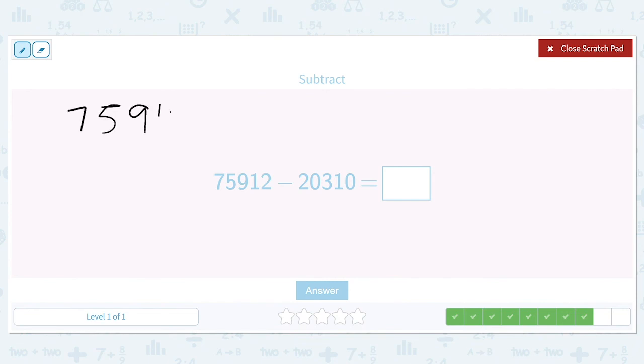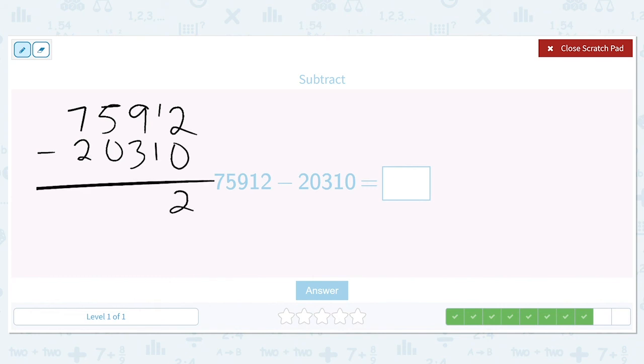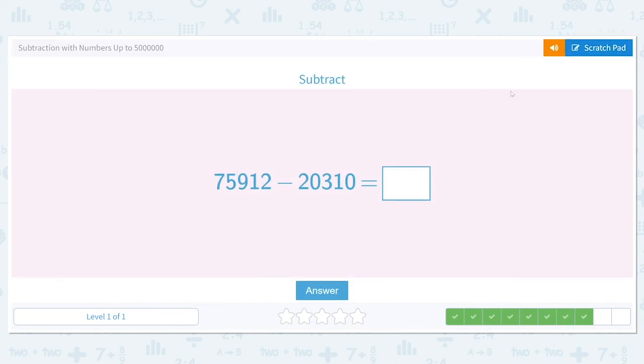75,912 minus 20,310. 2 minus 0 is 2. 1 minus 1 is 0. 9 minus 3 is 6. 5 minus 0 is 5. And 7 minus 2 is 5. 55,602.